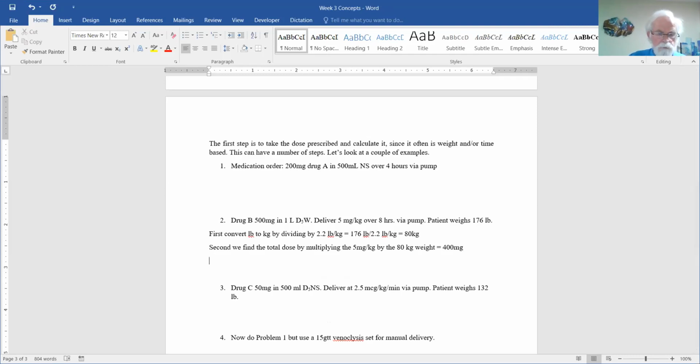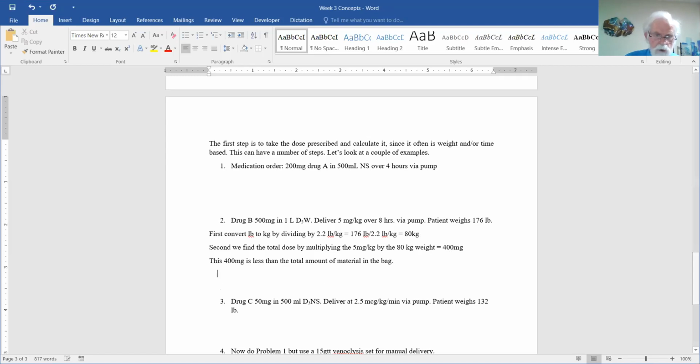So this 400 milligrams is less than the total amount of material in the bag, because there's 500 milligrams in this liter. So now we know what the total dose is.